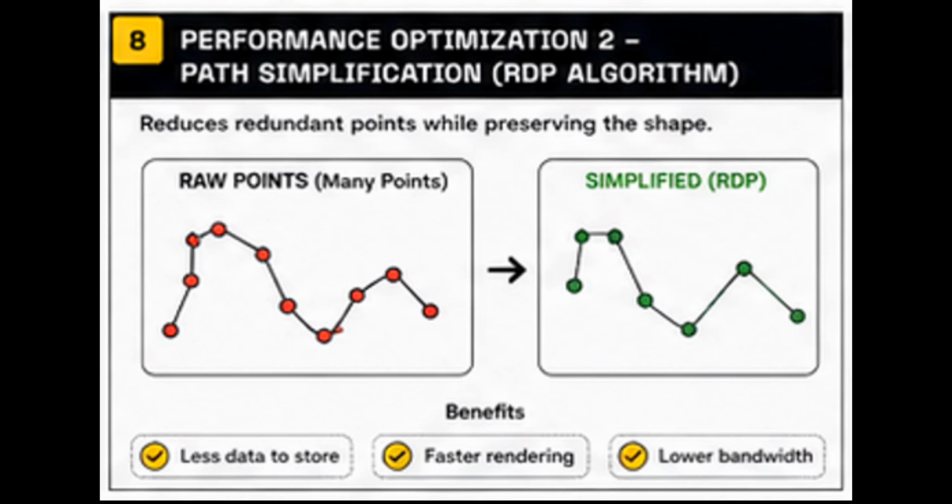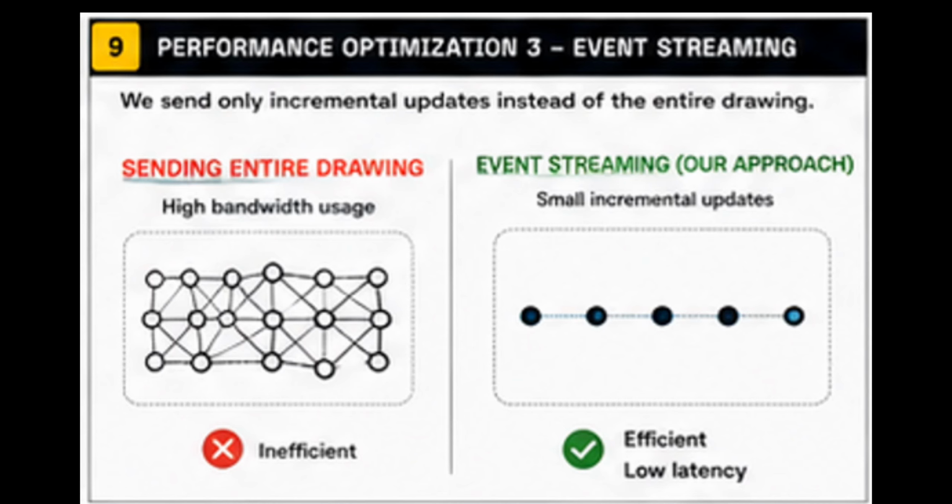The third optimization is event streaming. Instead of sending the entire drawing over the network repeatedly, the system sends only small incremental updates. This reduces bandwidth usage and ensures that the application remains responsive even during heavy use.